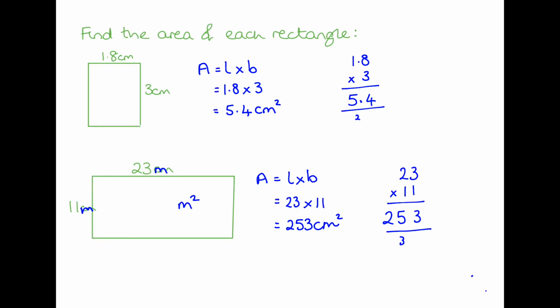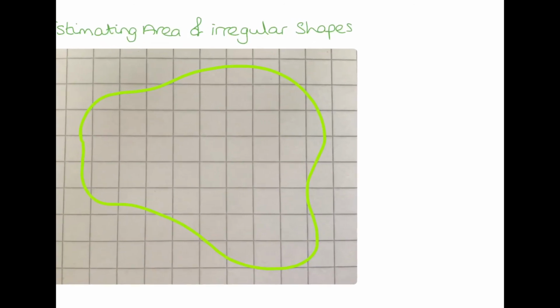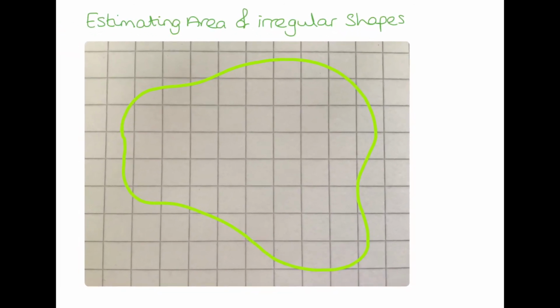Okay, now I'm just going to have a little look at estimating the area of irregular shapes. So we don't have a formula for working out the area of a blob. So what we need to do is, first of all, have a look inside this shape and count all the whole squares. And I'm just going to put a little mark in all the squares that we've counted that are whole.